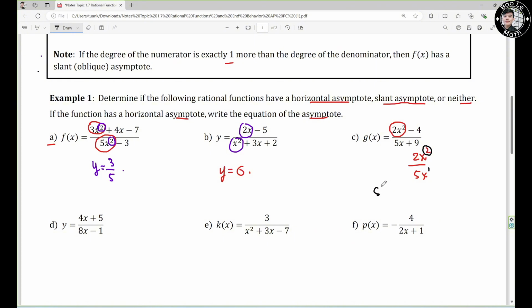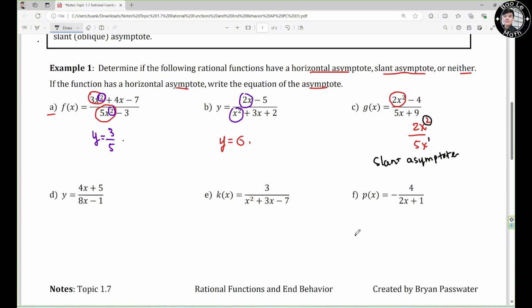So this is a slant asymptote. We don't have a horizontal asymptote. Now, in order to find the slant asymptote, we need to do long division. So go ahead and do long division. We have 2s squared minus 4 divided by 5s plus 9. In order to do long division, you need to rearrange from highest degree to lowest degree.